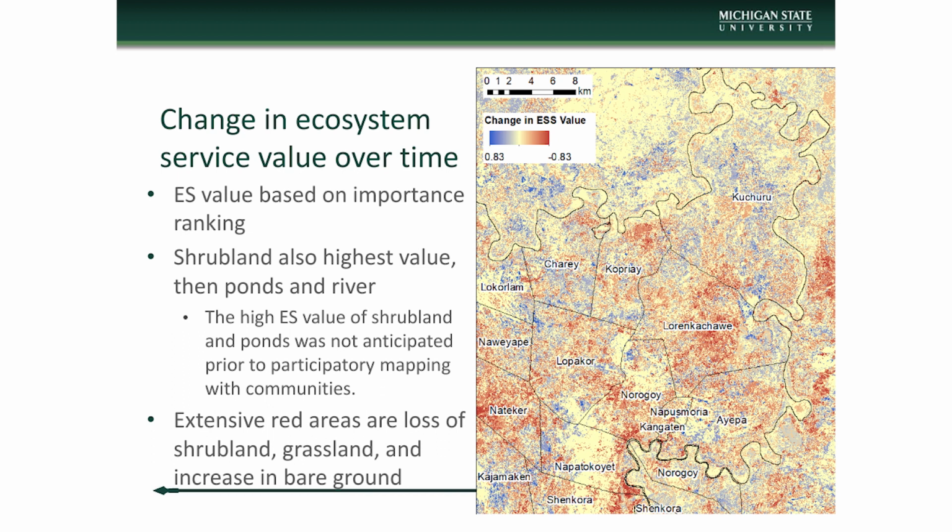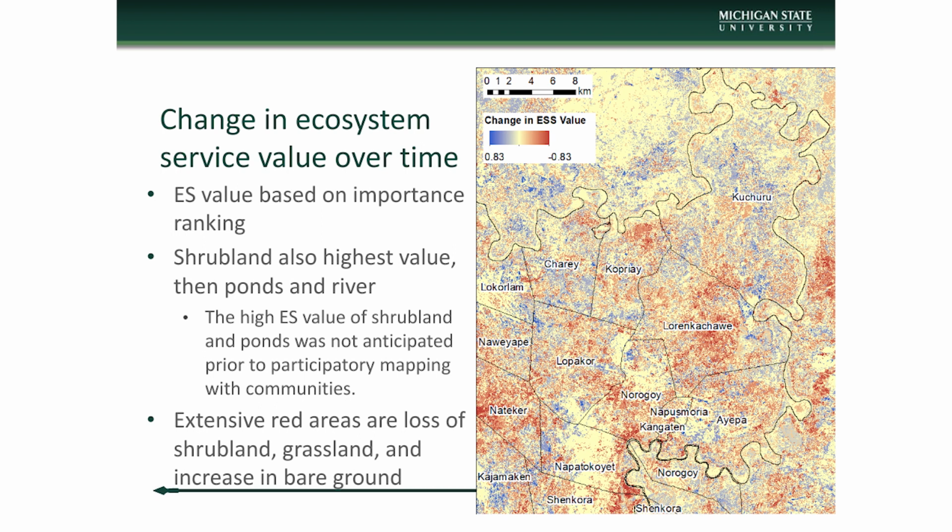And then it became the ponds and the river, because at this point, they were the only places you could do any arable cultivation. So we hadn't really anticipated the ecosystem service value of the shrubland and the ponds. That was something that came out of the participatory mapping and that we would have missed if we had made assumptions from the literature and put those into a similar type of mapping activity.